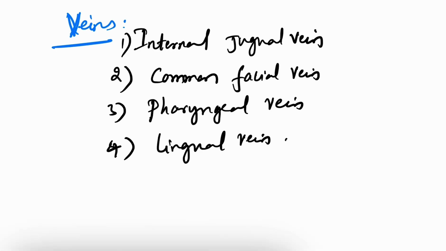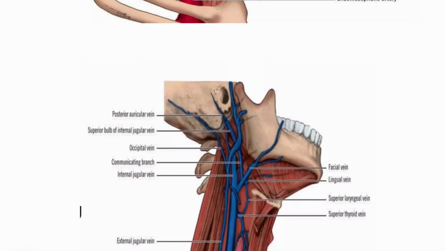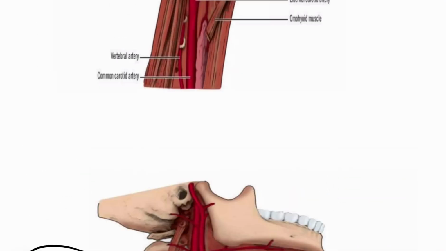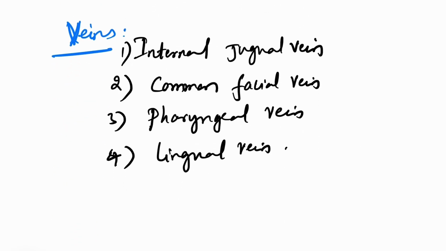Okay, so these are the contents of the carotid triangle. So let us see the diagrams of this. So you can see the most important content is this internal jugular vein along with the lingual vein and the facial vein. Okay. So now let us see the nerves which are present in this carotid triangle.